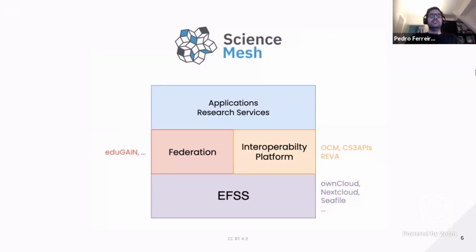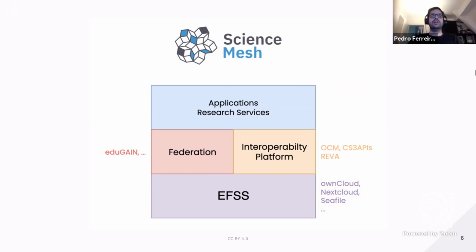This is the CS3MESH layer cake. So at the bottom, we have the enterprise file sync and share systems that we know well. At the top, we have the applications and research services we are trying to provide to our communities. And in the middle, we have the glue that makes all of this work in a mesh-like fashion.